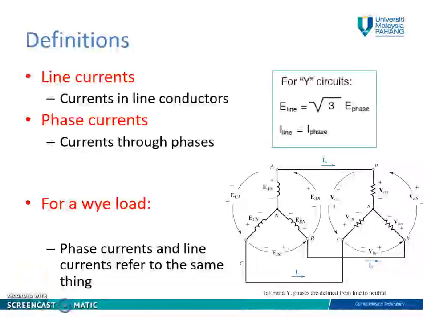Okay, then we have line currents, which are the currents in the line conductors, and we also have the phase currents, which are the currents through the phases. For Y connection circuits, V line is equal to √3 times V phase, and I line is equal to I phase. For a Y load, phase currents and line currents refer to the same thing, so the phase current is equal to the line current.